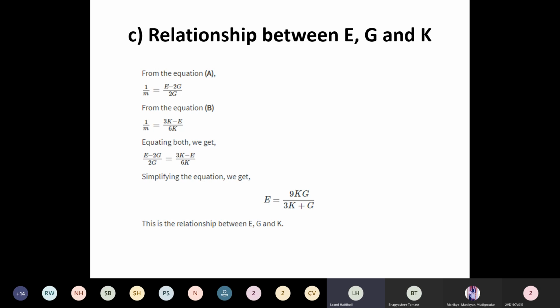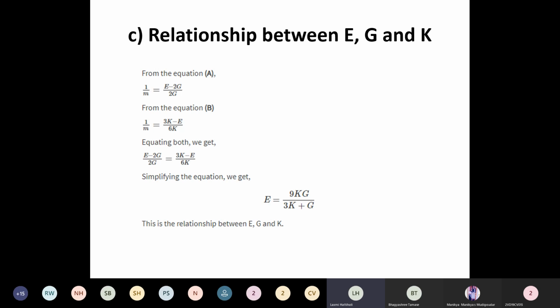See, we know equations 1 and 2 now, between E and G and E and K. In both the equations, 1 by m was common. So in the first equation I have taken 1 by m outside, and what you get is (E minus 2G) divided by 2G. Similarly, in equation B, which relates E and K in the previous slide, I have taken 1 by m outside, so I'll get (3K minus E) divided by 6K. Since the LHS is the same in both equations, I can equate them. So (E minus 2G) by 2G is equal to (3K minus E) divided by 6K.